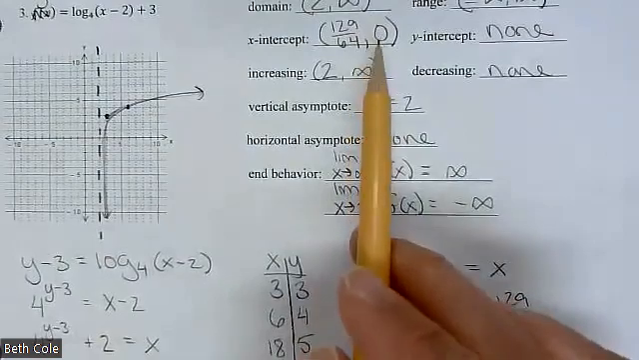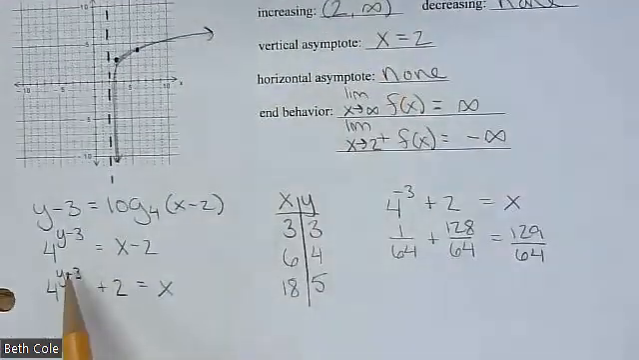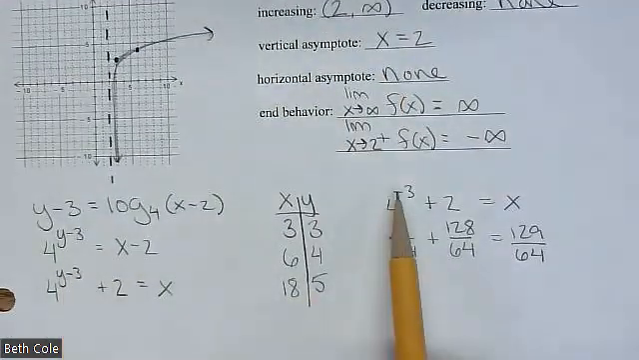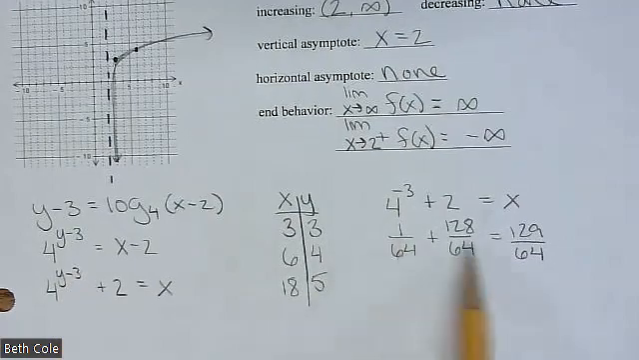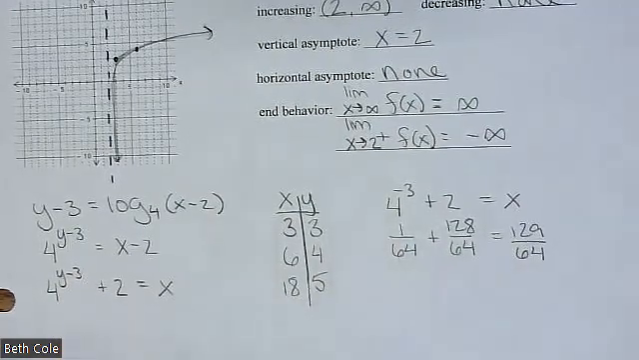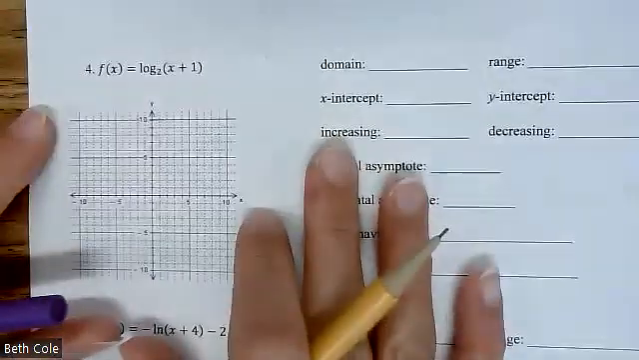But let me recap how we got that. We plugged in 0 for y. That made this a negative exponent, so we flipped it, and then we got a common denominator, added it together. Cool. Let's try another one.